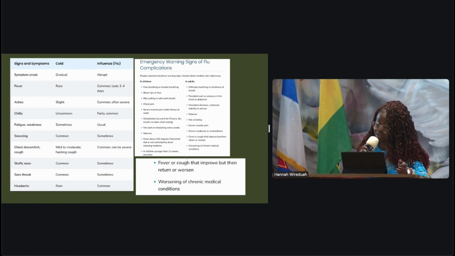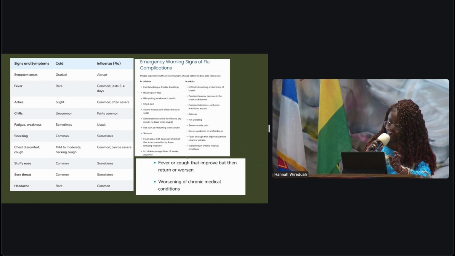I feel chest discomfort and cough. So with a cold, you can get mild to moderate coughing. But if you have flu, it can be severe, with mucus. And then we have productive and non-productive cough. With a productive cough, you bring up phlegm, but a non-productive cough is dry. With flu, the cough is mostly unproductive.